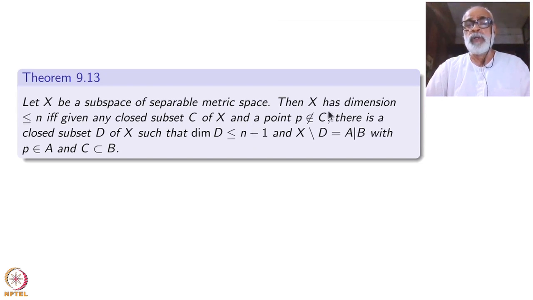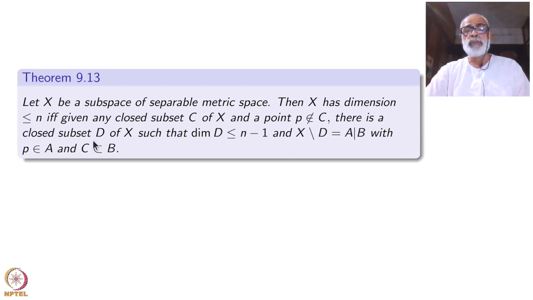So with dimension of X less than or equal to n, you can't expect a closed set and a point outside it to be separated by clopen sets. Clopen sets means the boundary is empty. Now on that boundary we are going to put a condition. So this is elaborately stated in a different way here. You throw away a closed subset D of dimension n minus 1. Then you have a separation. When you have a clopen set, the boundary played that role. That's why we didn't have to bother about stating it this way.